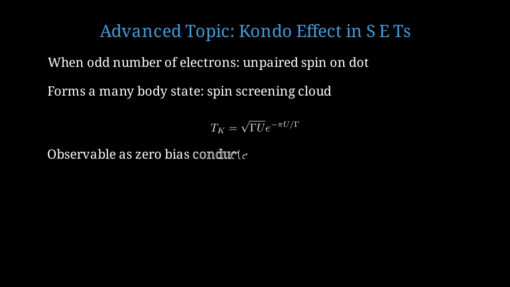The Kondo effect appears as an enhanced conductance peak at zero source-drain voltage, right in the middle of the Coulomb blockade valley. This is a beautiful example of quantum many-body physics at the nanoscale.